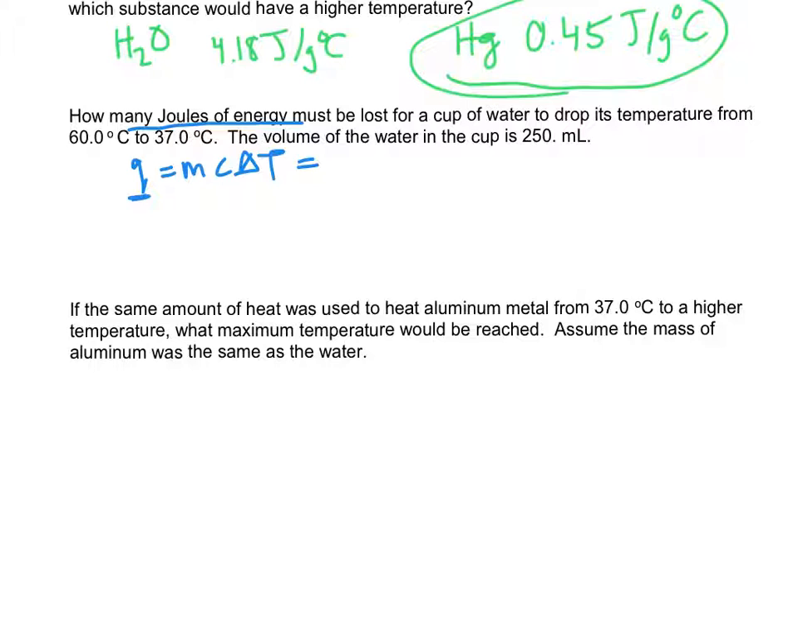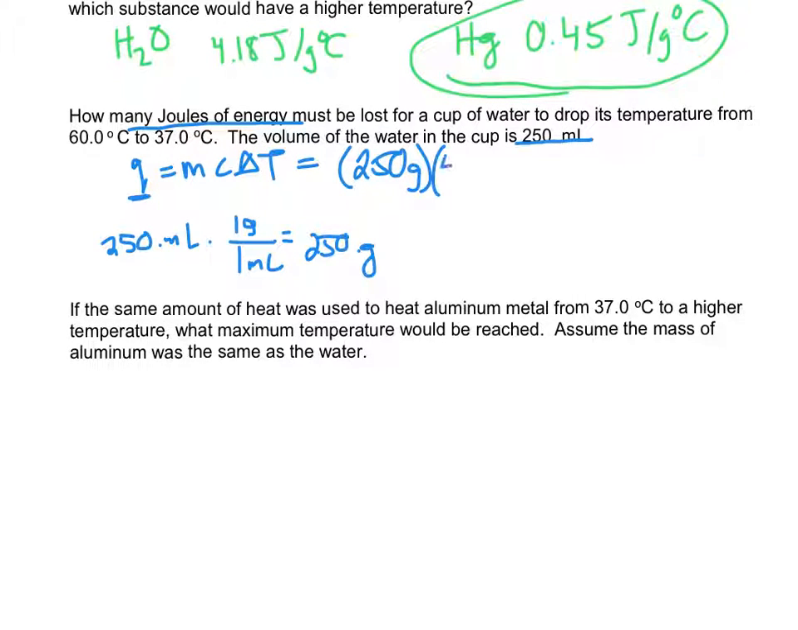My mass is not given, but I am given that it's 250 milliliters. And I know that the density of water is 1 gram per milliliter. So I can say, well, this is 1 gram per 1 milliliter, and so it's 250 grams. So I'll plug that in.